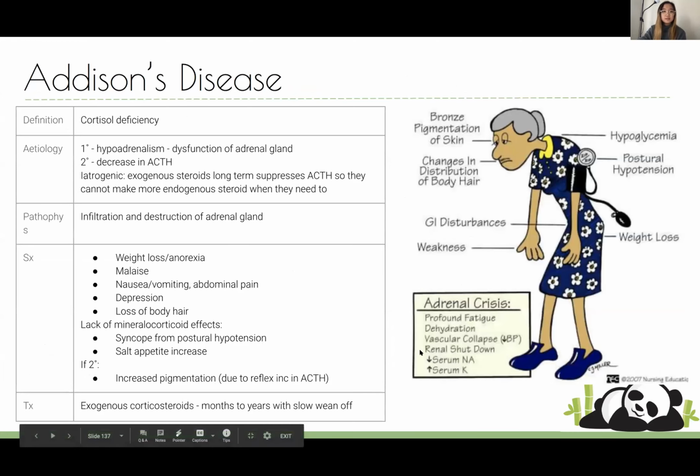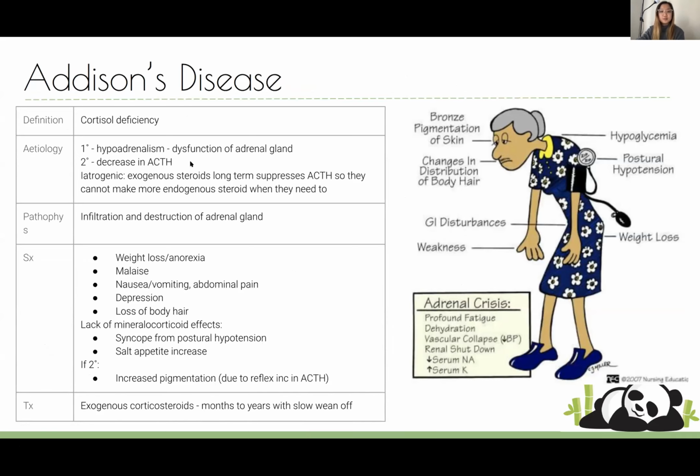Addison's is the opposite, so it's when you have a cortisol deficiency. Like before, you can have primary and secondary etiologies. Primary is hypoadrenalism, so dysfunction of the adrenal gland, and secondary will be due to a decrease in ACTH via the pituitary. Iatrogenic causes are also there, and that's when you have too much exogenous steroids, so you're giving them too many steroids over a long period of time.